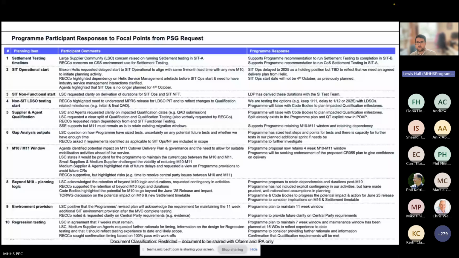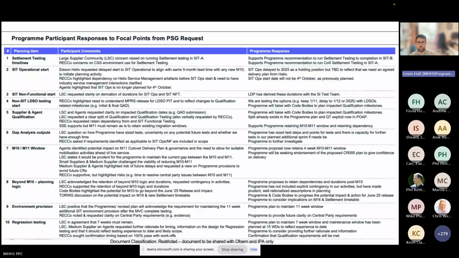There were a number of questions on the scope of regression testing. So at the moment, the assumption is that 7 weeks, which is in the current plan, will remain the SIT regression window. But there are a number of questions around what the scope of regression is and when that will be defined.